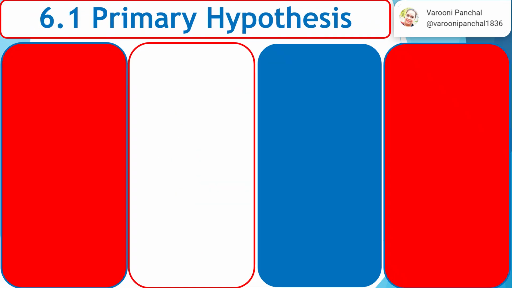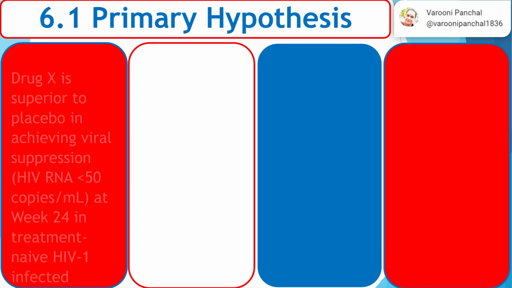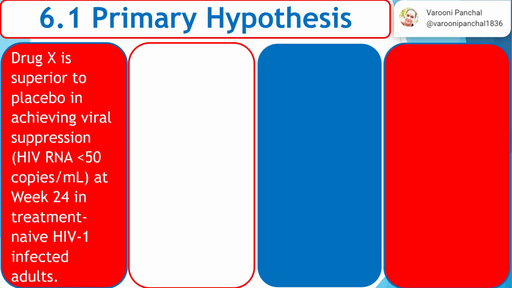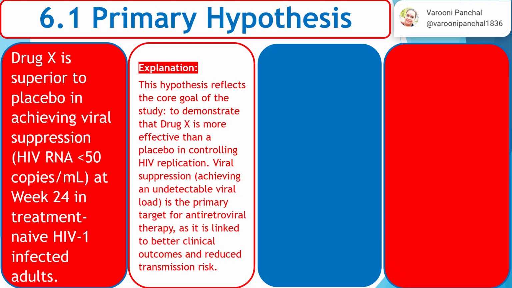Number 6.1, primary hypothesis. Drug X is superior to placebo in achieving viral suppression, HIV RNA less than 50 copies per milliliter, at week 24 in treatment-naive HIV-1 infected adults. Explanation: this hypothesis reflects the core goal of the study, to demonstrate that Drug X is more effective than a placebo in controlling HIV replication.